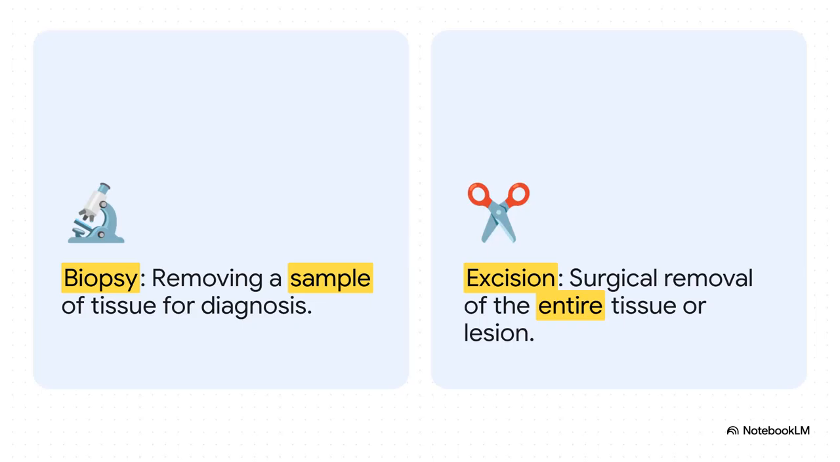Almost there. Section 4, Procedural Terms, Key Terminology. First up, biopsy versus excision. We have to draw a hard line here, guys. A biopsy is just removing a tiny sample of tissue to figure out a diagnosis. And excision, that is the surgical removal of the entire tissue or lesion. So, rule of thumb, if the doctor just takes a little piece to test it, it's a biopsy. If they got the whole shebang out, it's an excision.